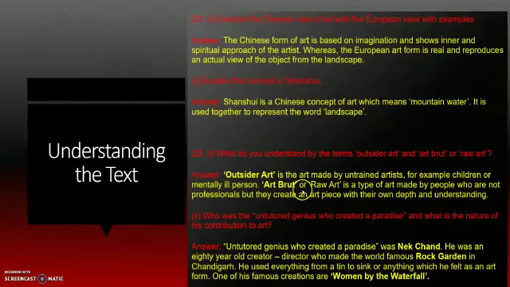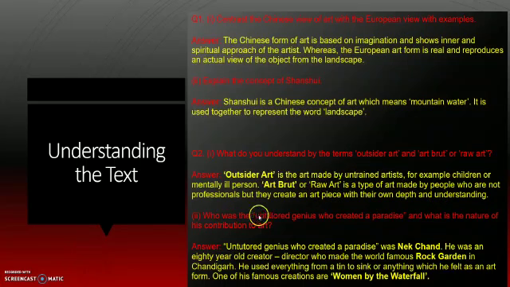Then we have art brut or raw art. Now this is a type of art made by people who are not professionals, but they create an art piece with their own depth and understanding. In raw art, people are also not professionals, but the drawing or the painting they make has a very deep meaning and understanding. It's different from outsider art.